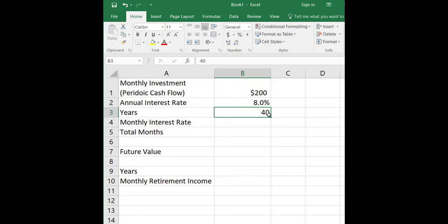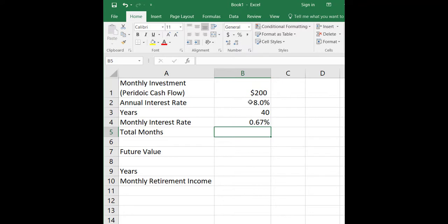Anytime we need to do any math, it's always best to set up Excel to take care of that for us. So we're going to need to convert our interest rate to a monthly interest rate and calculate the total number of months. So in cell B4, we'll type an equal sign. That lets Excel know that we're going to enter a formula of some type. We're going to click on our annual interest rate of 8%, which is in cell B2. We type a slash to divide, and then we divide by 12 and press enter.